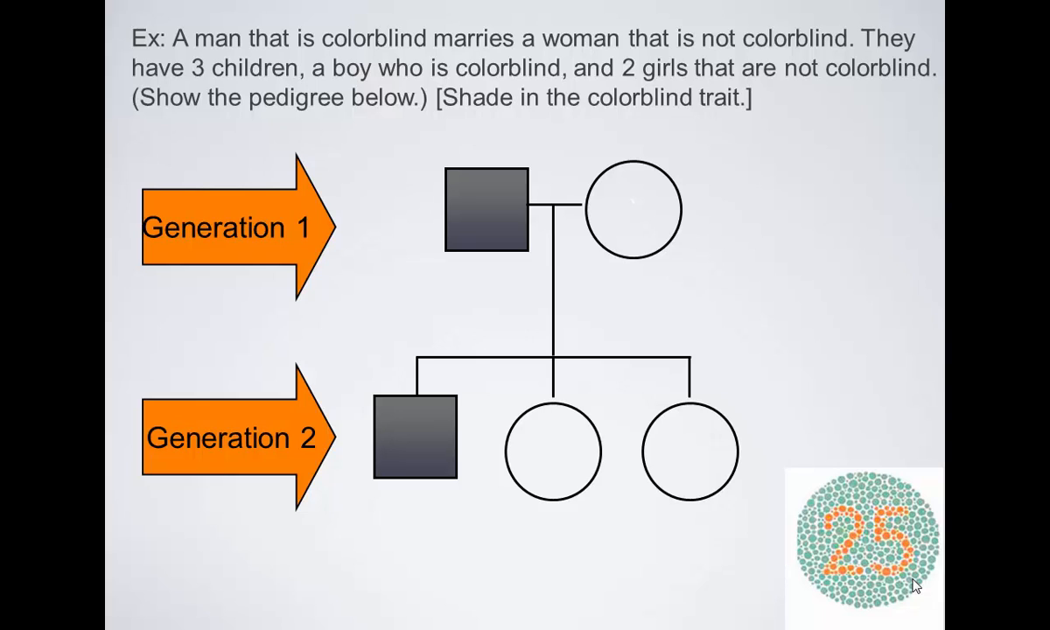Have you seen a picture like this before? Oh, I see now. So raise your hand if you can explain what this is. Jacob? It's a 25 for people who don't have color blindness, but it's a mix of different colors for people who are colorblind. Yeah, this is a diagnostic test.